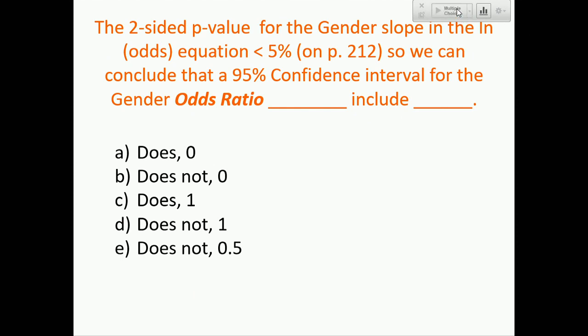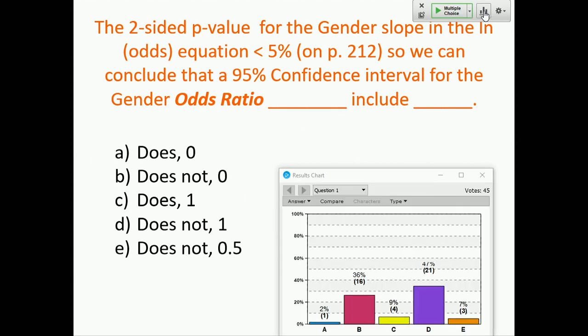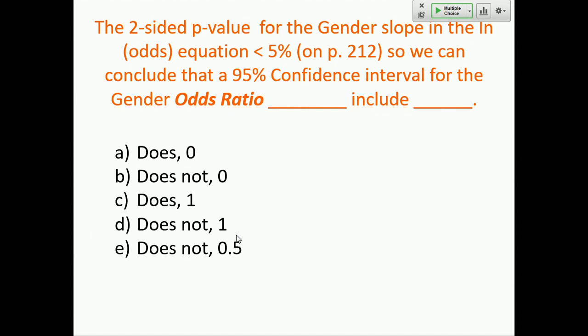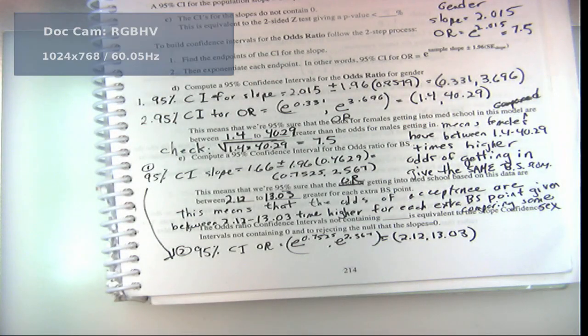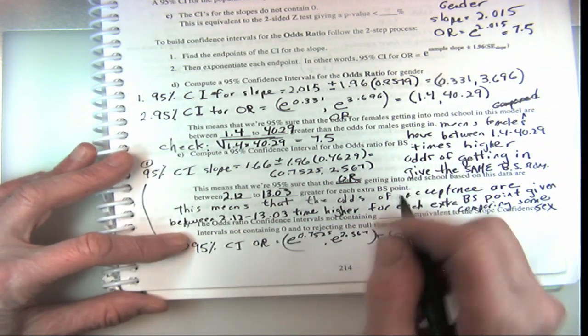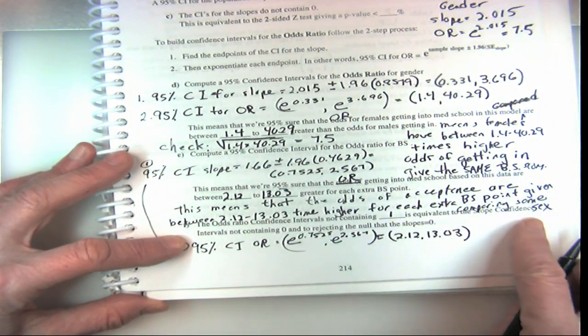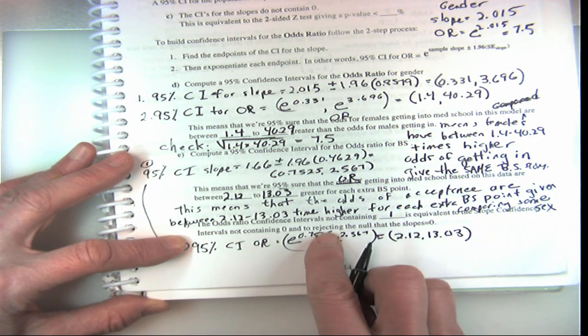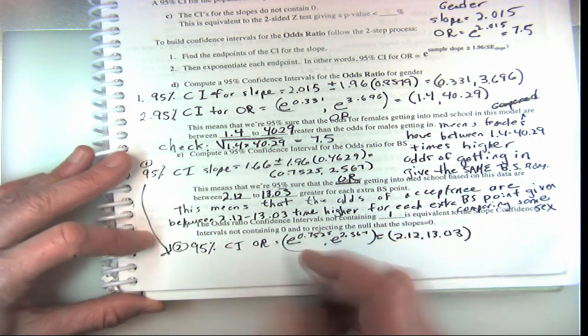We're going to stop it. And I hope you said D. You did win out. D was the best. It means it does not include 1. Let's write that down. Let's go to the document camera. It's really hard to see this, but it says the odds ratio not containing 1 is equivalent to the slope not containing 0 and to rejecting the null that the slopes are 0.